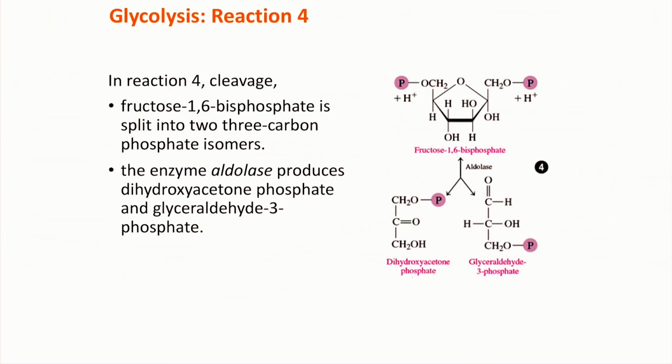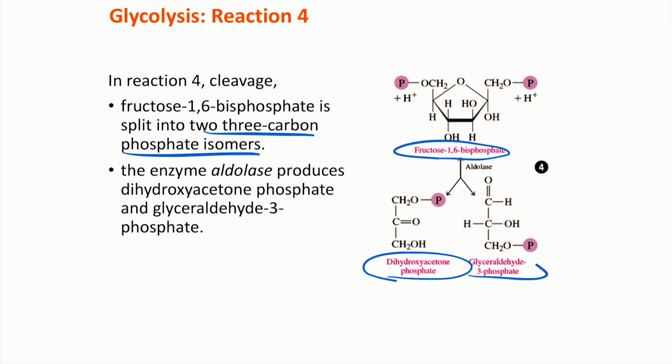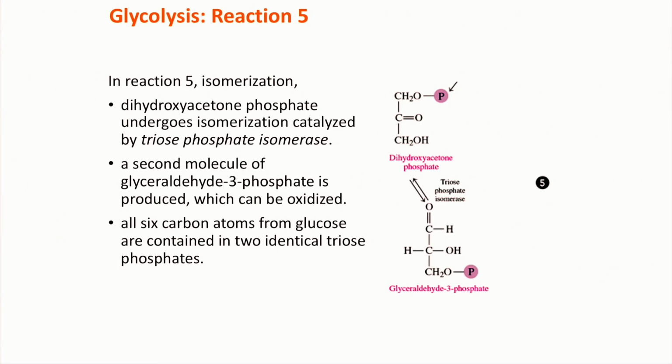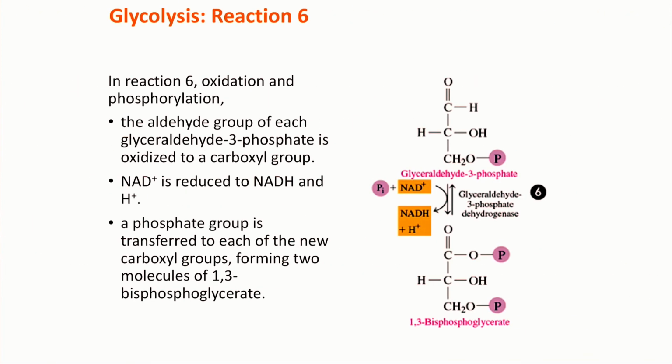So after fructose 1,6-bisphosphate, it splits into 2 three-carbon phosphate isomers: dihydroxyacetone phosphate and glyceraldehyde 3-phosphate. It uses the enzyme aldolase, which produces the dihydroxyacetone phosphate and glyceraldehyde 3-phosphate. And in the final reaction 5, it undergoes isomerization, where the dihydroxyacetone phosphate gets converted, so all of the molecules are converted into glyceraldehyde 3-phosphate. So all of the 6 carbon atoms from glucose are contained in 2 identical triose phosphates.